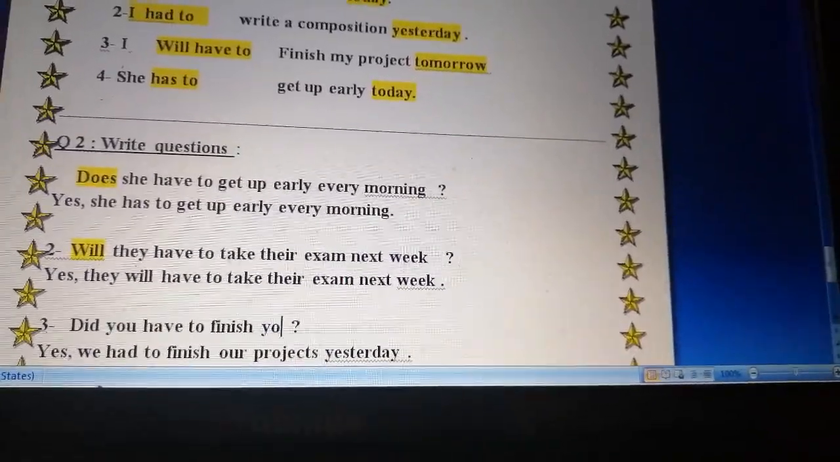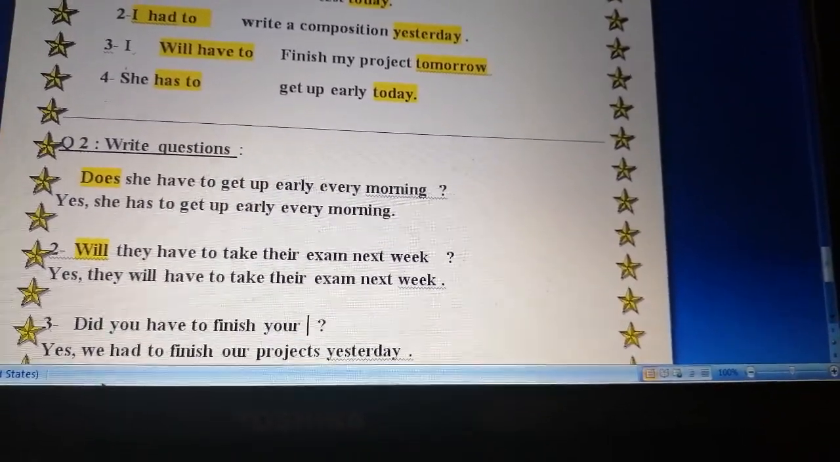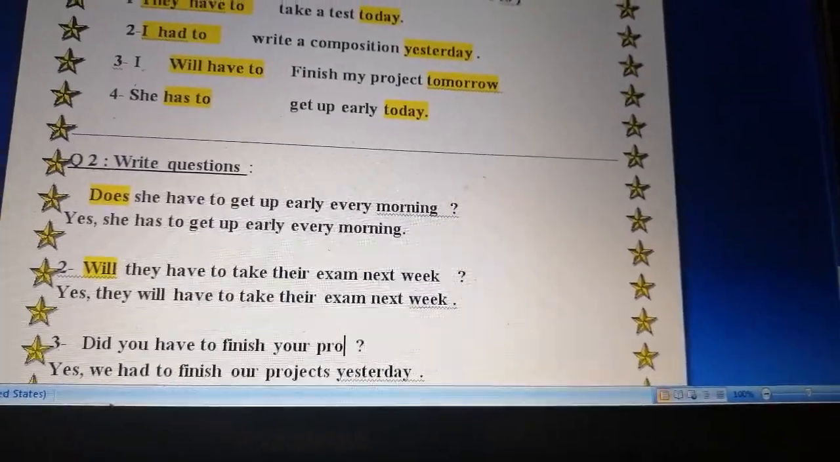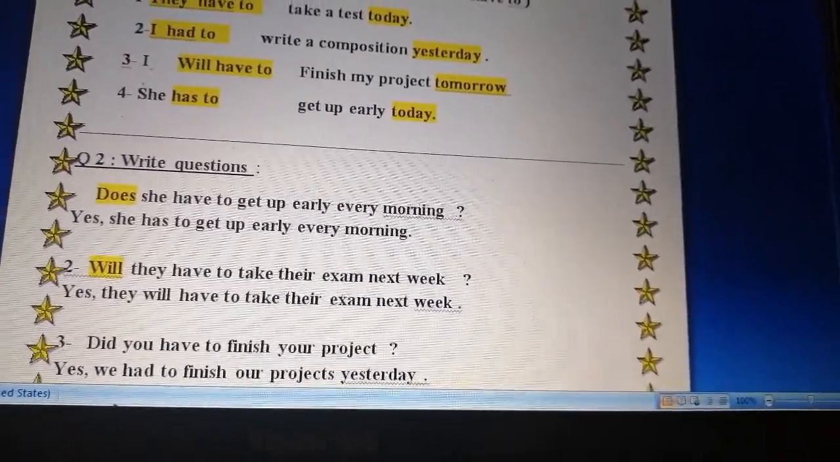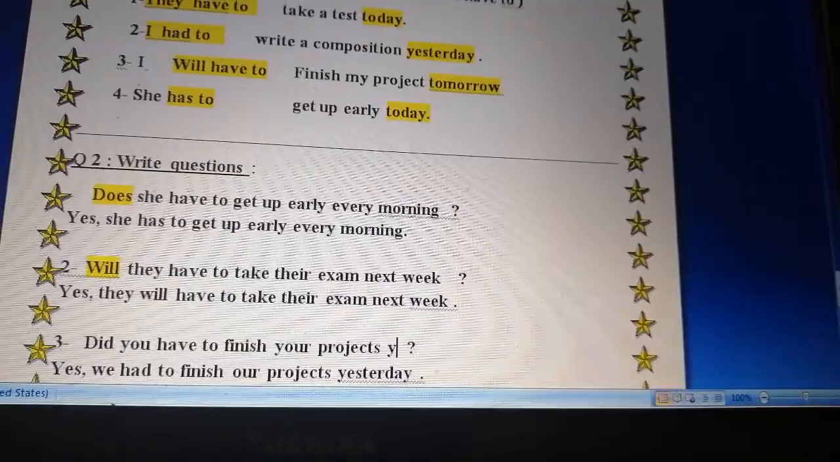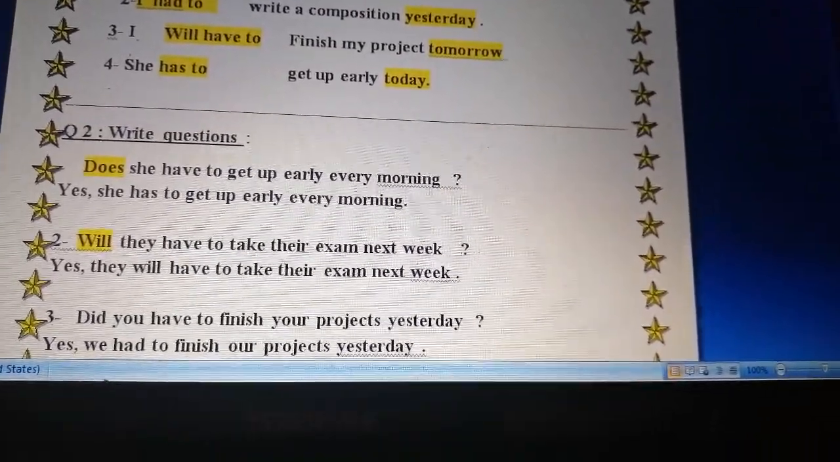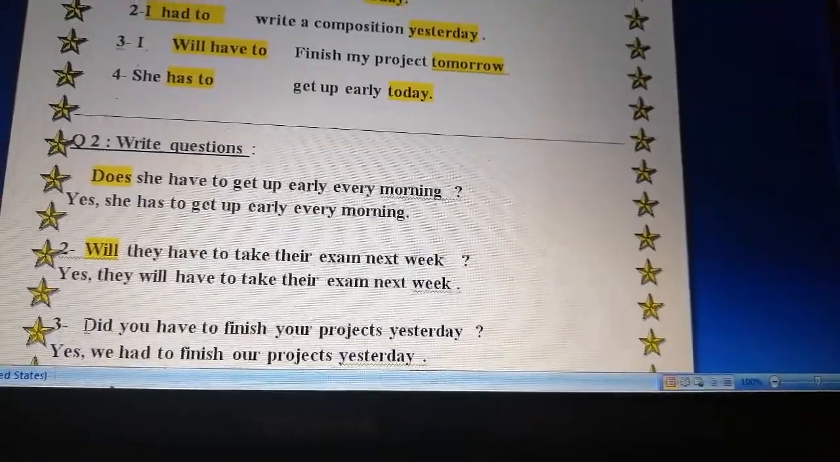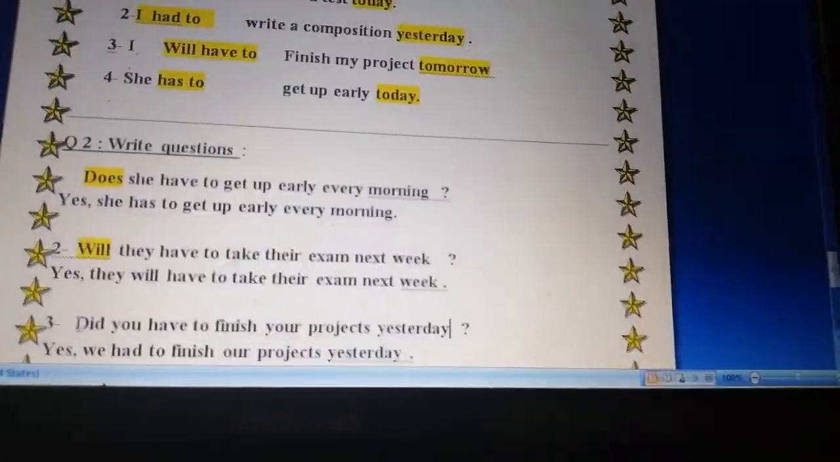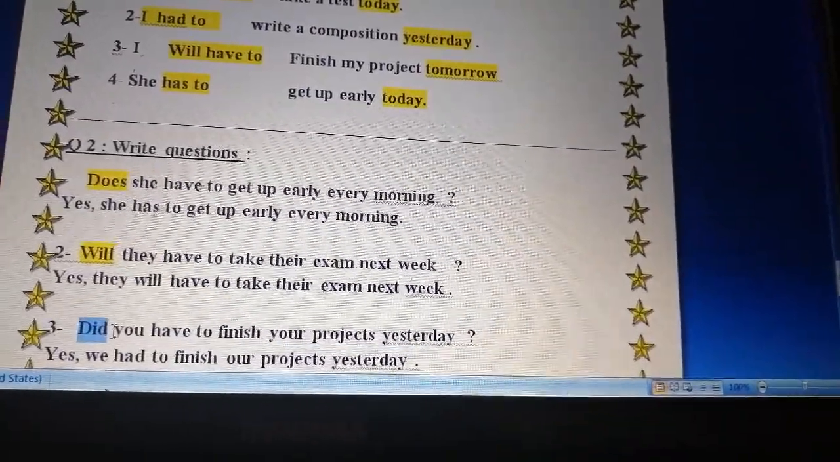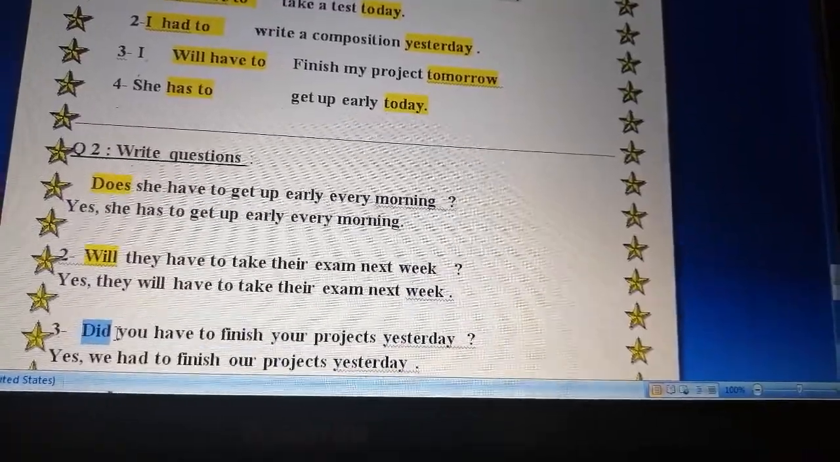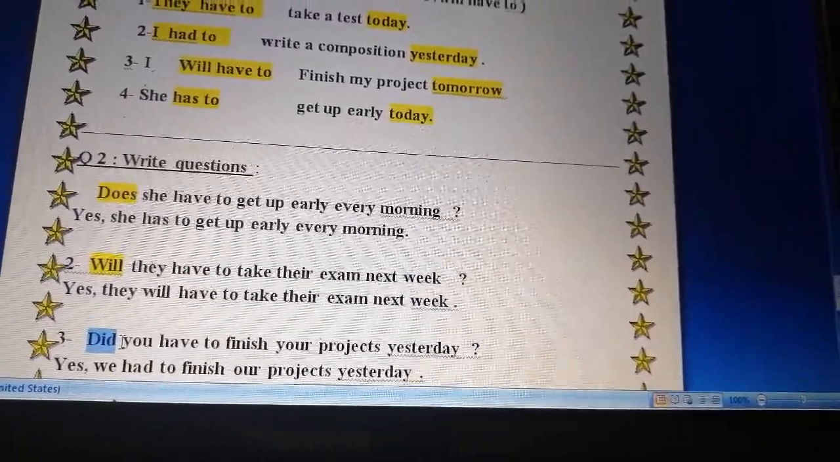I continue my sentence: finish. What must the verb be? Yes, excellent, finish must be infinitive. Our becomes your, since we said you. So it becomes your projects. Okay, your projects yesterday. Okay, that's it. So we use does or do for the present according to what? According to the subject. Will for the future. Did for what? For the past.